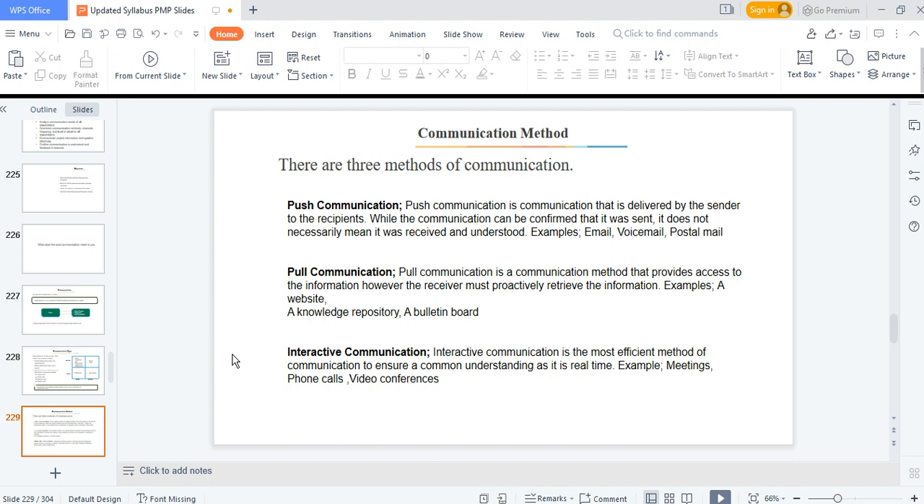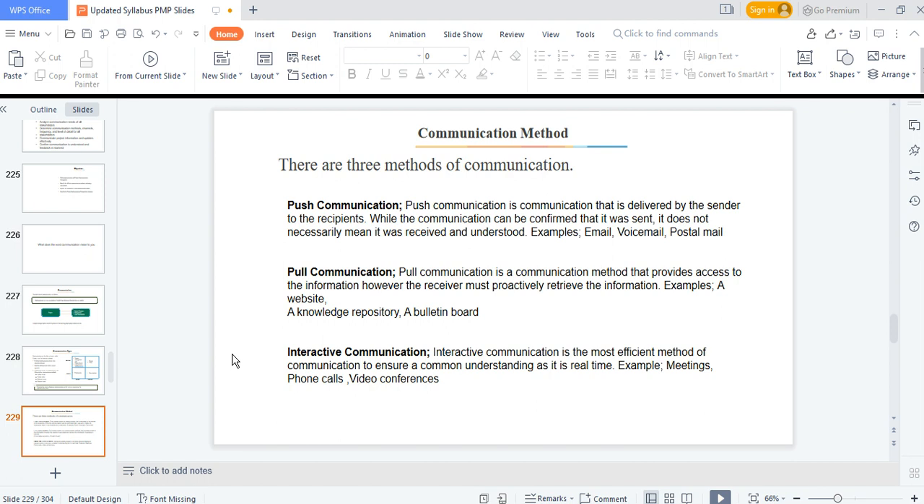You have several types of adverts. In terms of project management, for instance, now you have things like emails, voicemails, postal mails. Most of the times, it does not necessarily mean it was received and understood, but that information is passed through. Now, within your project, you want to make sure you choose what best is going to pass whatever type of information you are sending across your team members, across your stakeholders.